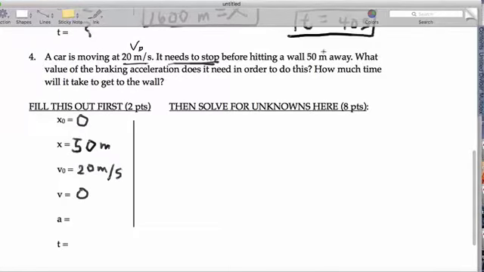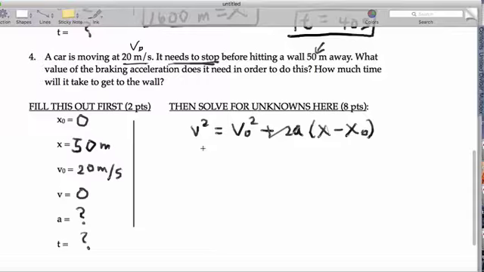Again, this is how far it travels, and since they don't give us anything to work with, we assume the starting position is 0 when they don't tell us what it is. So we don't know the acceleration, and we don't know the time. We don't have the time, and we want the braking acceleration, so we're going to use the equation that doesn't have time in it, which is v squared equals v naught squared plus 2a times x minus x naught.